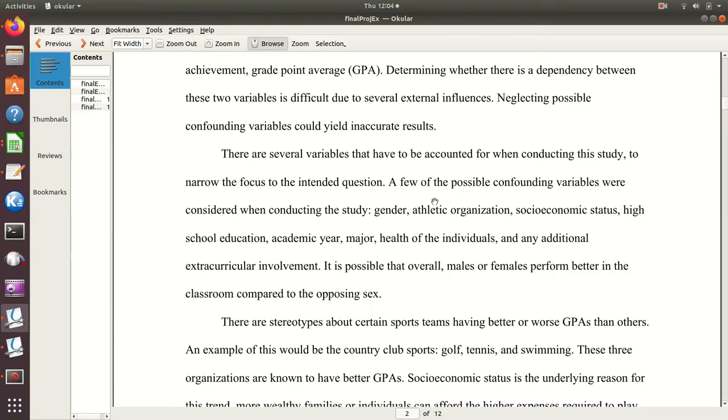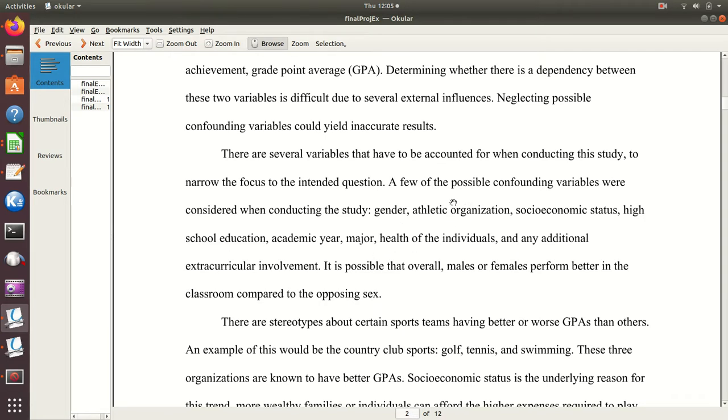Let's see what they mention. A few of the possible confounding variables were considered when conducting the study. So they mentioned gender. Yeah, that's a very good one, because with gender, there are lots and lots of studies that show females tend to have higher GPAs than males, especially in college.